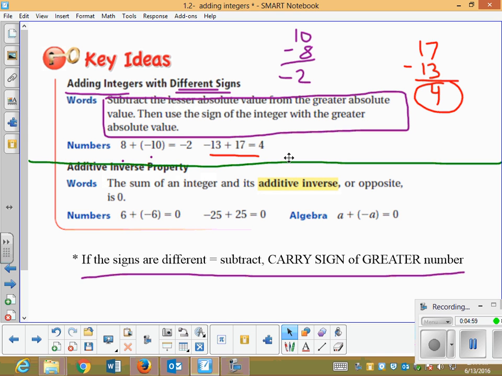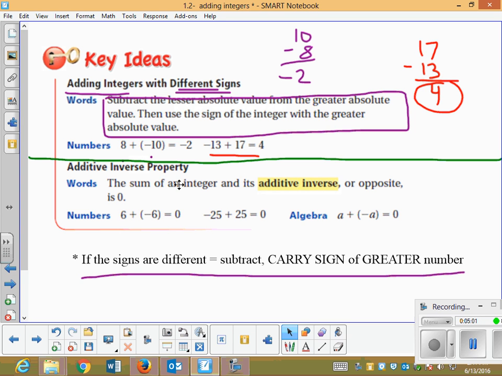So for the additive inverse, it says here, if you have a number and that number has an opposite, that's going to give you an additive inverse, and the answer will always be 0. So take a look at the examples they have. They have here a number and its opposite, -6. If you add them together, you will always get 0. It's like saying you have $6. You spent $6. You don't have any more money.